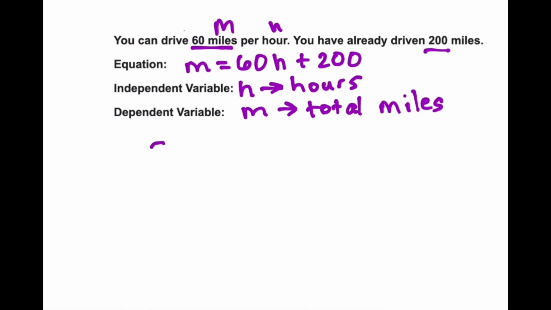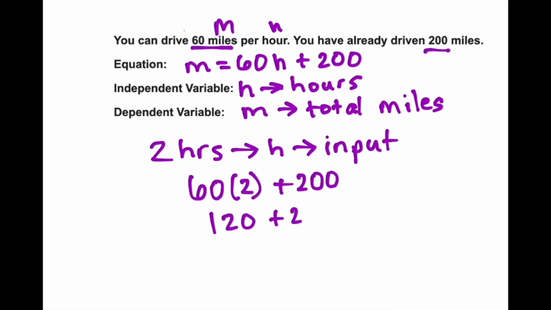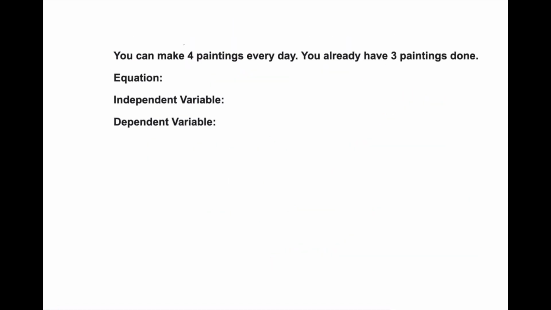For example, if we drive for 2 hours, how far have we gone? Well, if we drive for 2 hours, we can plug that in for h. That's our input. We would have 60 times 2, which is 120, plus the 200 miles we've already gone. When we add 120 and 200, we get 320 miles. That's our output. Go ahead and pause the video and try this last one on your own. When you're ready, hit play and we'll see how you did.